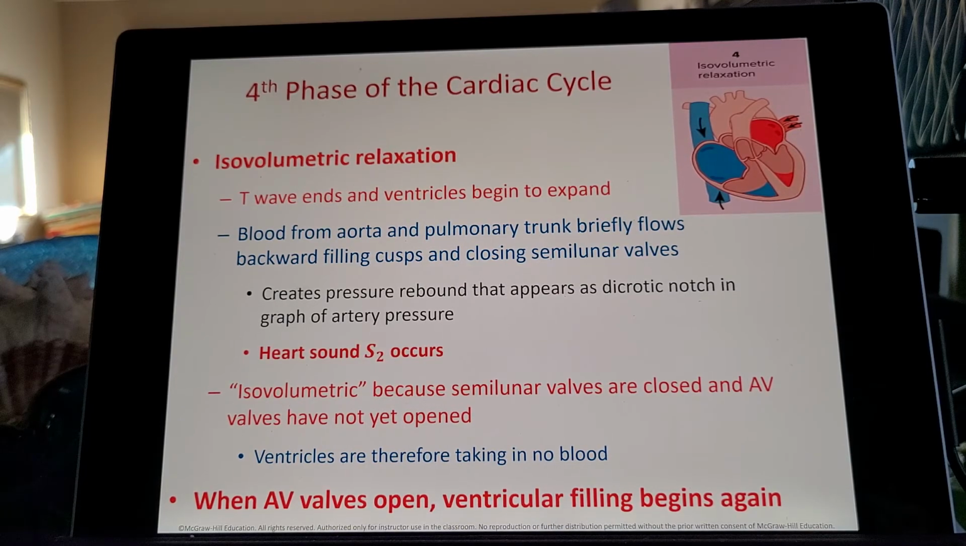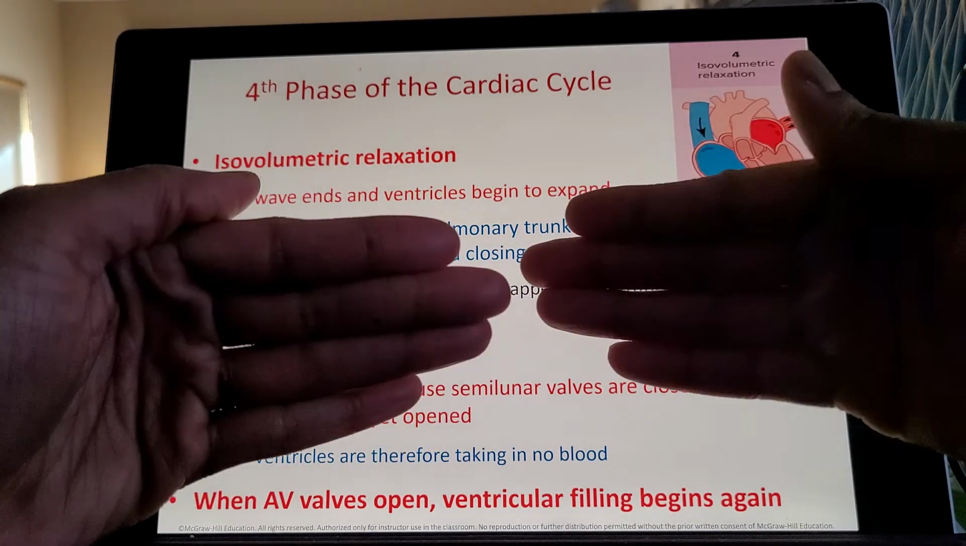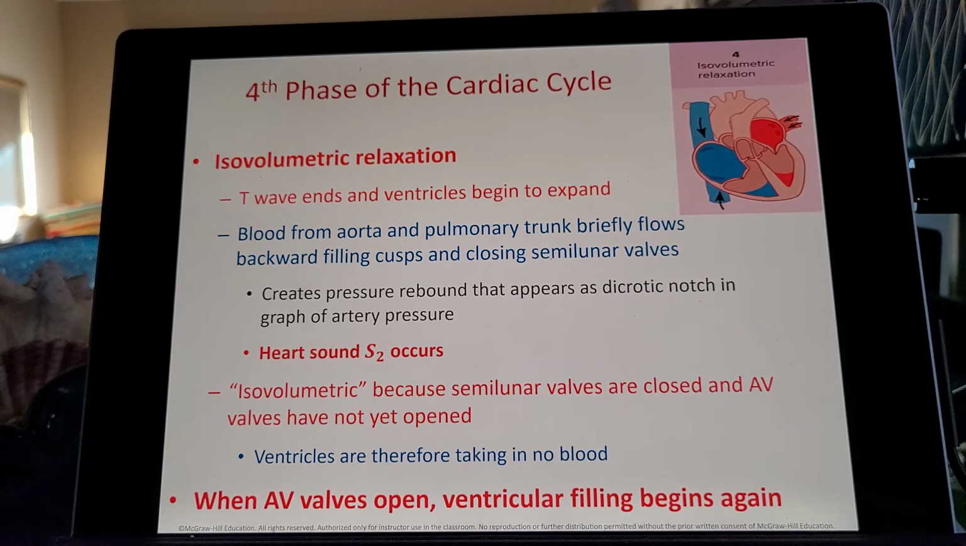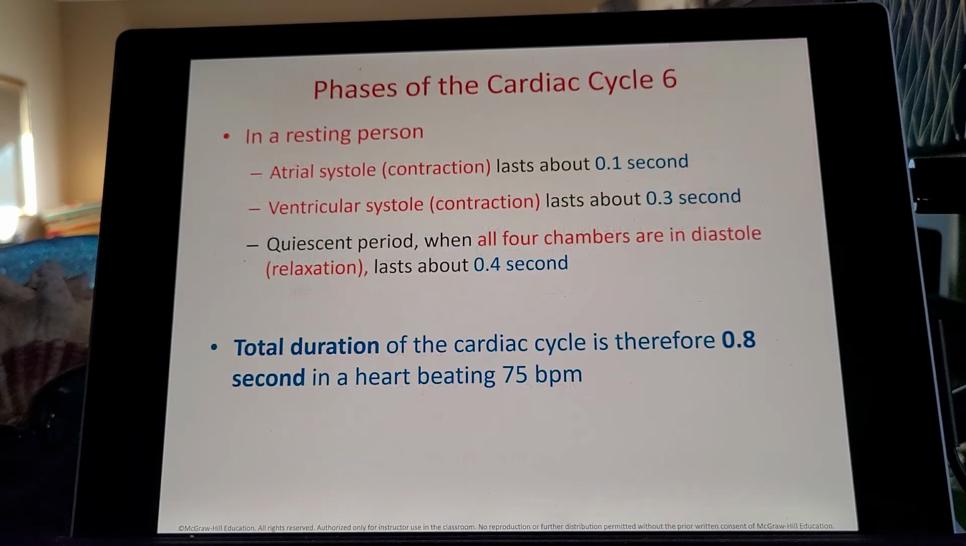And then we start this process all over again when those AV valves open. Again, kind of like saloon doors, they're going to flap open when we have enough pressure gradient for our blood to go from an area of high pressure to low pressure, starting off our ventricular filling all once again. Roughly your cardiac cycle is about 0.8 seconds, so that leaves you with a resting heart rate of about 75 beats per minute. Again, it depends on your heart health as well as your activity.